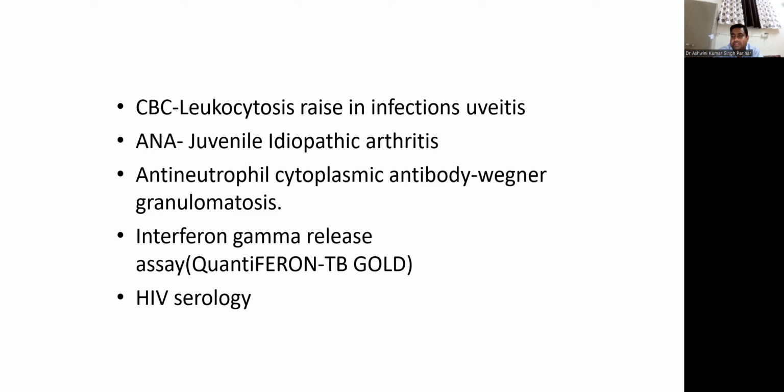Antinuclear antibody, as I have already mentioned: juvenile idiopathic arthritis, JIA, is one of the common causes of uveitis in children, but it is seronegative for rheumatoid factor and positive for ANA. ANCA, which is usually C-ANCA, is seen in Wegener's granulomatosis; it's anti-neutrophil cytoplasmic antibody. Interferon gamma release assay, such as QuantiFERON TB Gold, is usually done to assess the presence of TB, along with syphilis serology and HIV serology.